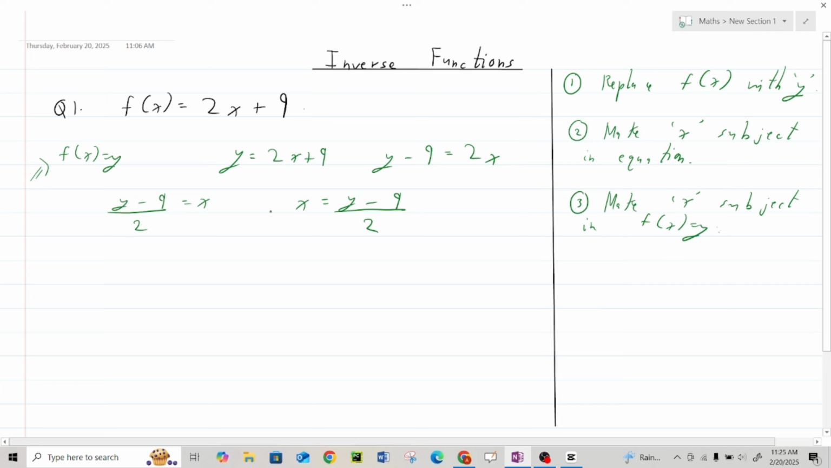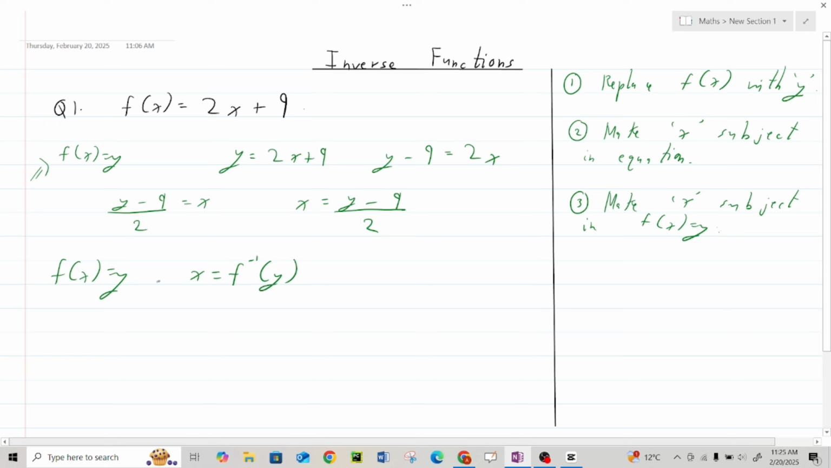Now, make x the subject in f of x equals y. Let's take that over here: f of x equals y. I want to take f to the other side. What will I do? Will it become minus f? No, it's going to become f inverse, meaning x equals f inverse of y. Okay, x is the subject now.